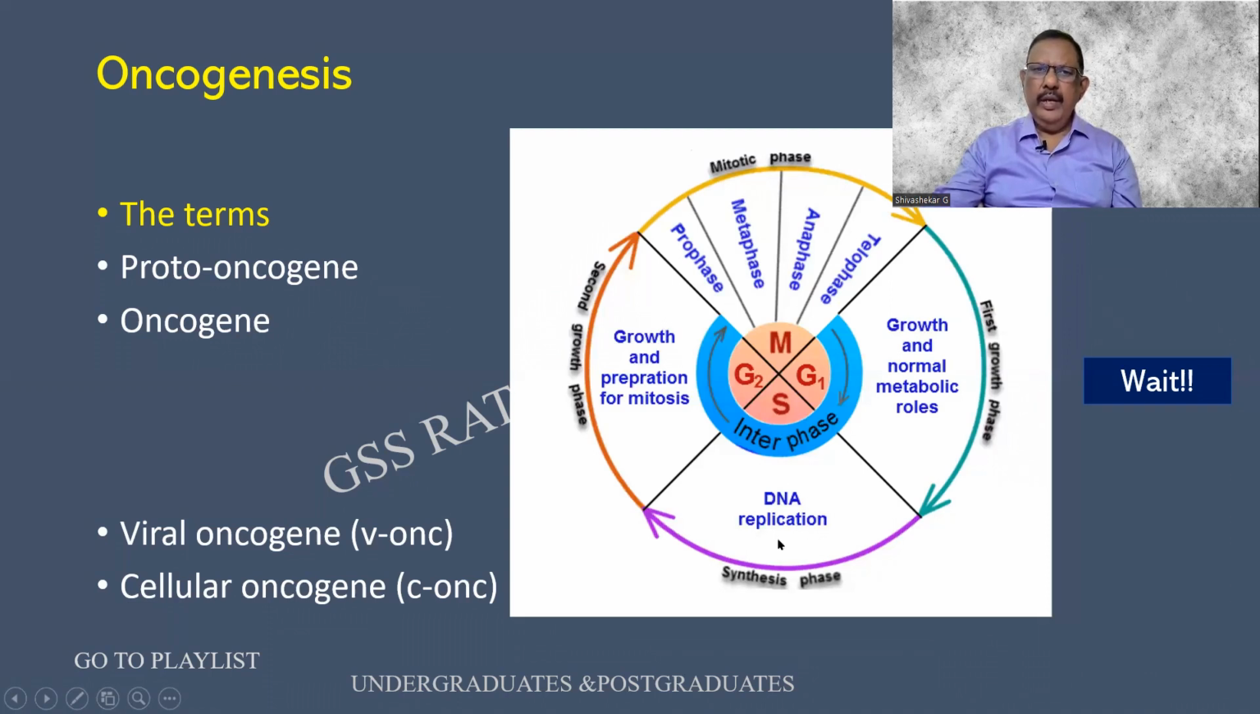Similarly, the DNA also undergoes replication. This is the synthetic phase. And finally, there is a preparation for mitosis. This is the second growth phase. This blue line indicates the interphase between cell divisions. Let us have this in mind before going further.